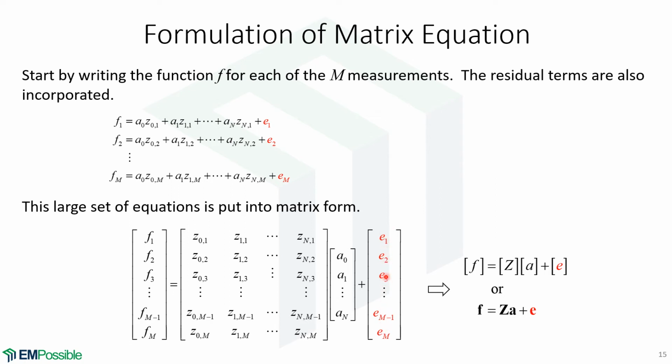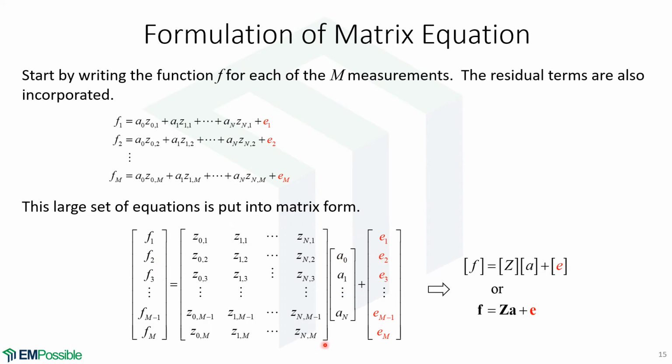Now notice the number of terms in this residual column vector is not the same as the number of terms in the coefficient vector. We probably have many, many more equations than we have unknown terms that we're trying to fit. So these are of different lengths. There's the same number of elements in this residual column vector as there are in the F column vector. But that's not the case for the unknown coefficient column vector.